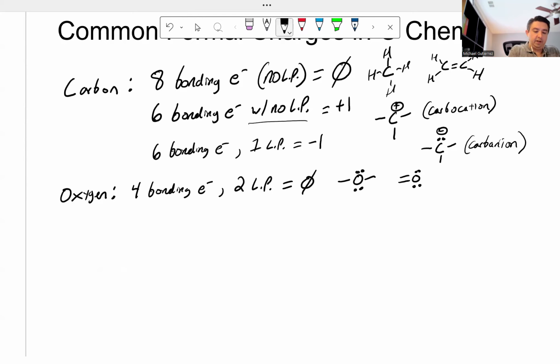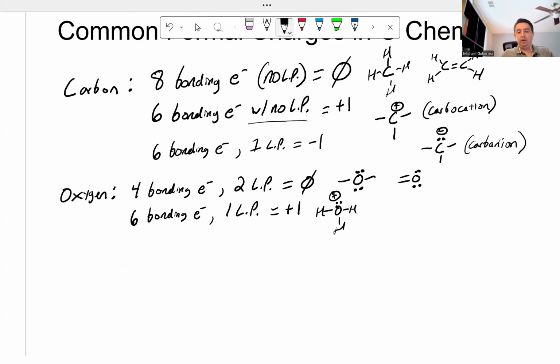If it's got 6 bonding electrons and 1 lone pair, let me think about that for a little bit. If it's only got 1 lone pair around it, it's giving extra electrons to do something else. Its formal charge will be +1. And you saw this in general chemistry, for example, hydronium, H3O+, where that oxygen has 1 lone pair and a formal charge of +1.